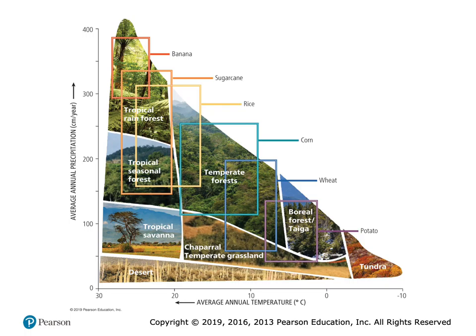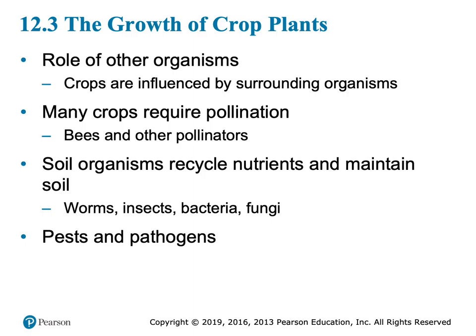Climate limits the growth of crops. As you can see here, the colored boxes overlaying this biome diagram indicate the biome, and therefore the range of rainfall and temperature, in which a particular crop plant may be cultivated. The role of other organisms: many require pollination, that's a blank in your notes under letter C, by bees and others. Bees are extremely important, and we'll talk about those in a second.